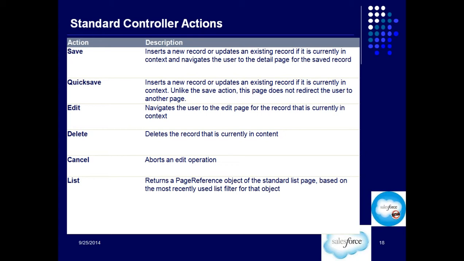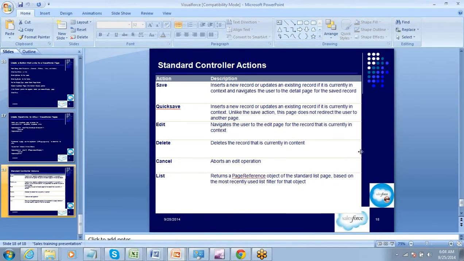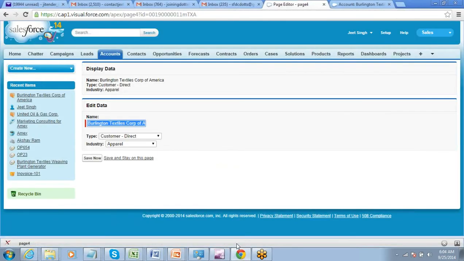List returns a page reference object to the standard list page. The standard list page, you remember, the view page, the list and all. When you click on the tab, it will take you to the most recently viewed list. So when you click on the account tab or any tab, you get to see the list views, right? So it will take you to the recently viewed list. So these are the actions there. Now that part is done.